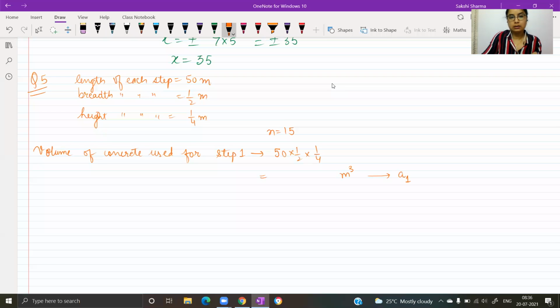This will be A1. Then volume of concrete used for step number 2. Can you quickly find out the values for these? The length and the breadth for the steps will remain same. The height will keep increasing at each step by a quarter meter.